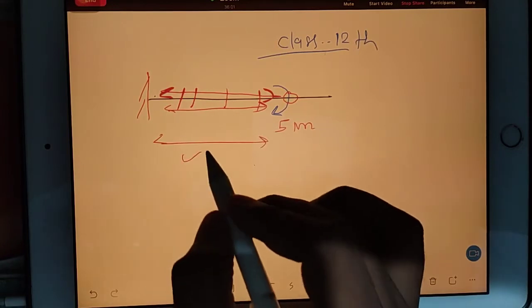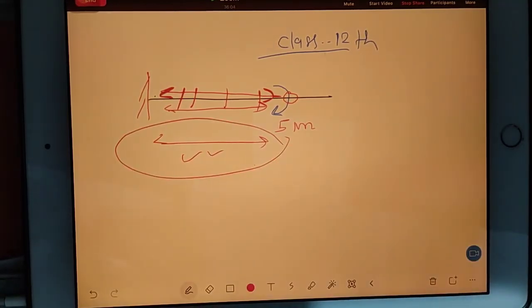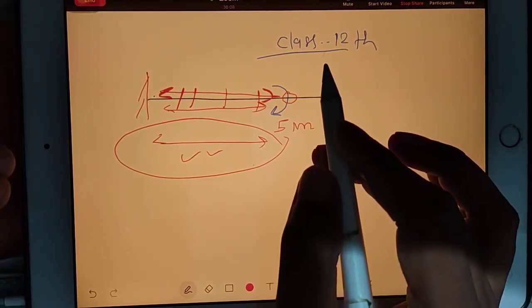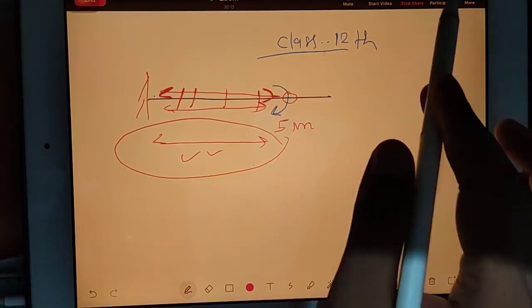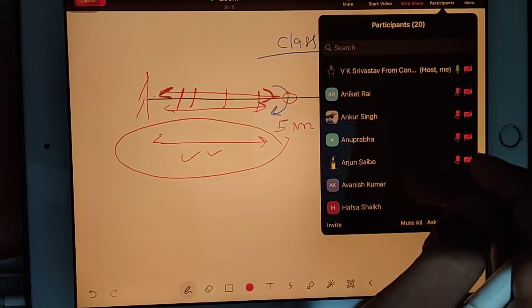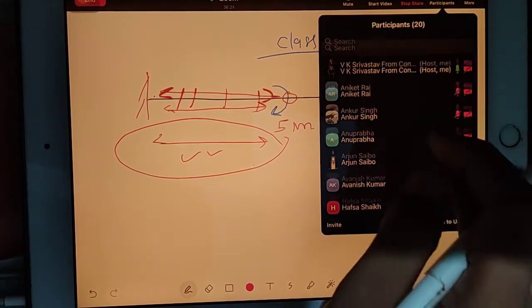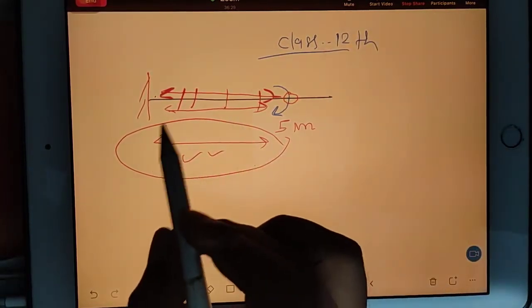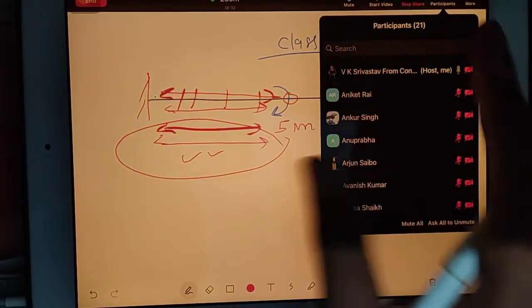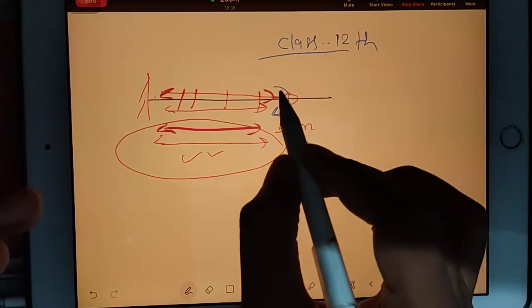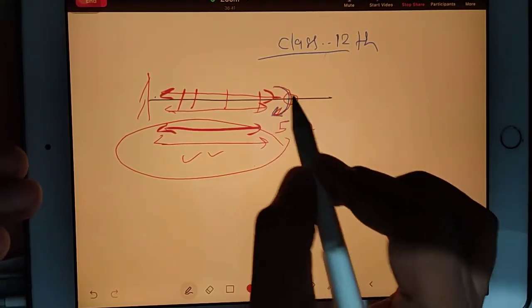And what is the name of this situation? Try to recall. Who said UDL? No, I am asking about this phenomenon. This phenomenon is pure bending.